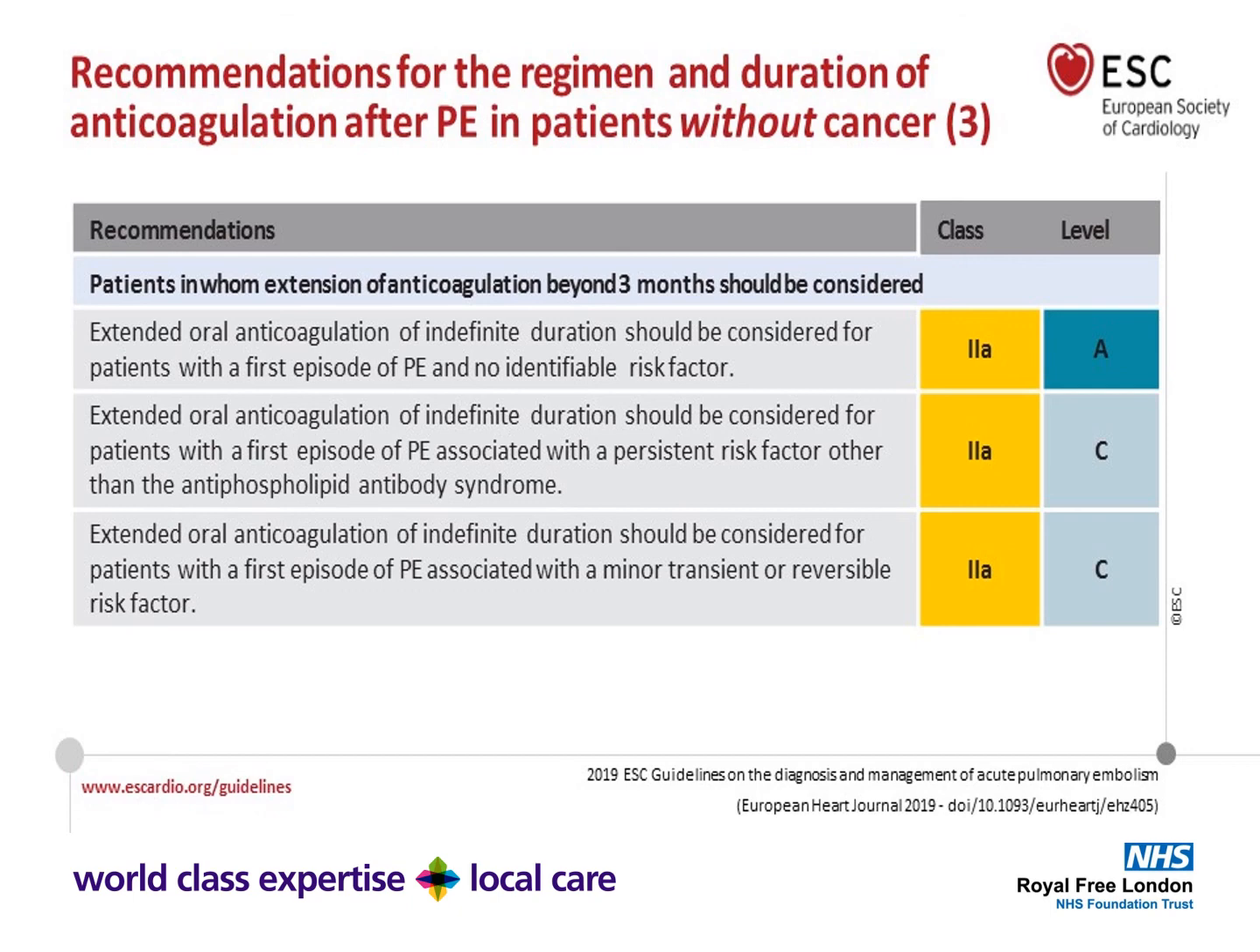Other conditions in which you should consider extension of anticoagulation are those who develop PE with no identifiable risk factor, and remember that that can occur in up to 40% of patients. If you have first PE associated with persistent risk factor other than antiphospholipid syndrome, then again you should be considering extending anticoagulation.